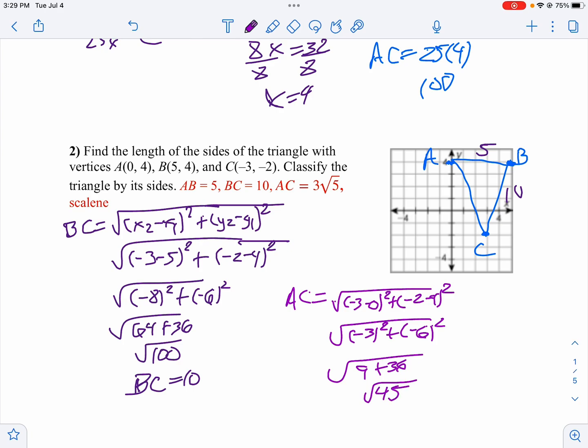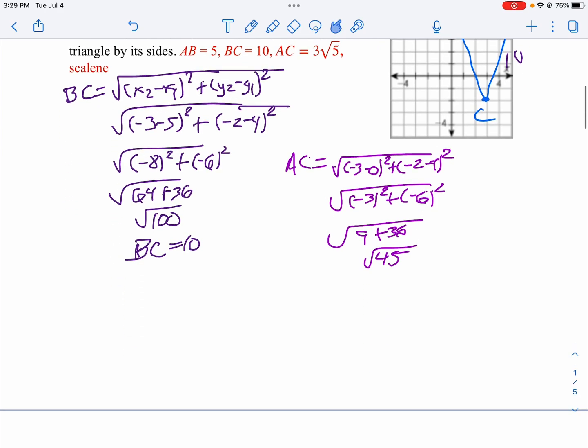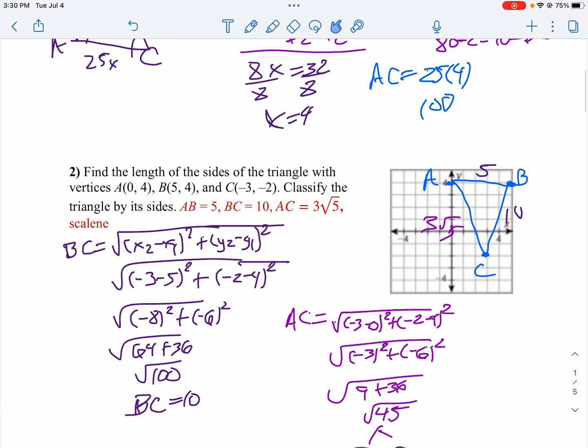However, the square root of 45 can be simplified. We don't just leave it as a square root of 45. So I make a factor tree, and I notice 9 and 5 go into the square root of 45. I pick 9 because the square root of 9 is 3. So I get 3 square roots of 5. And notice none of the sides are the same length, so we're going to classify that triangle as scalene.